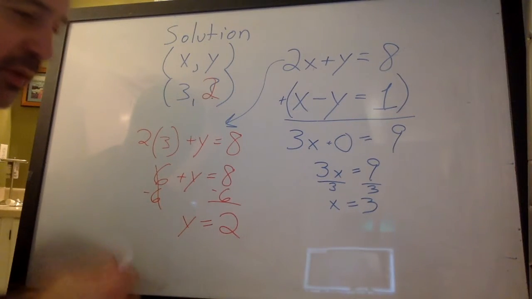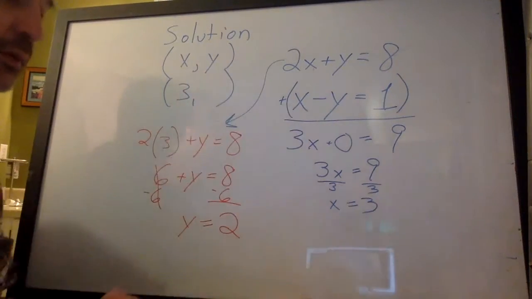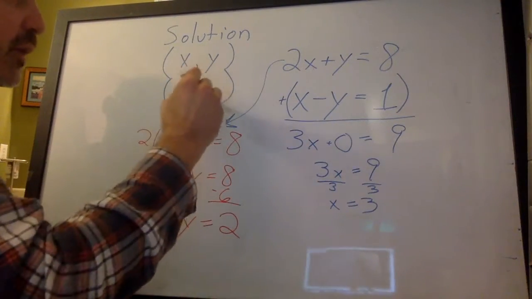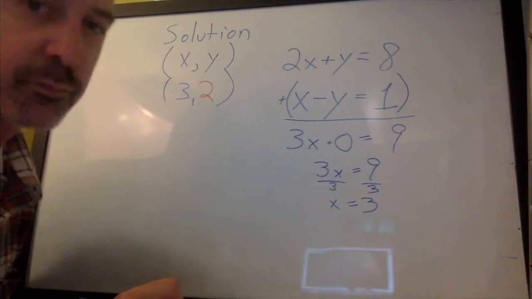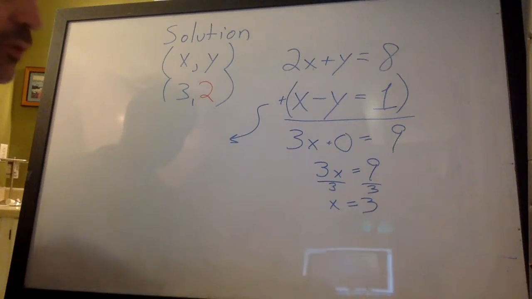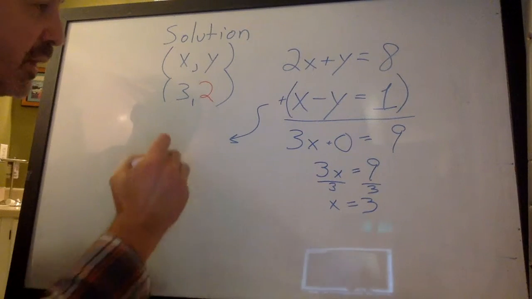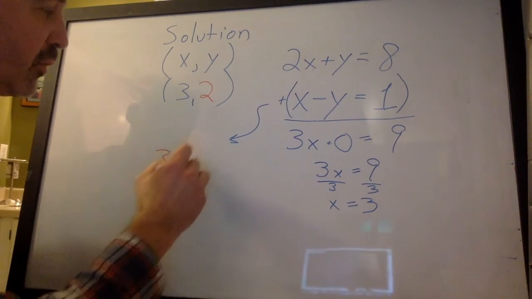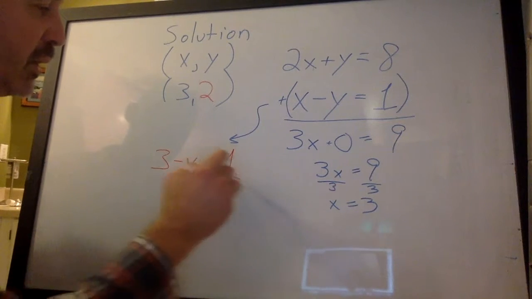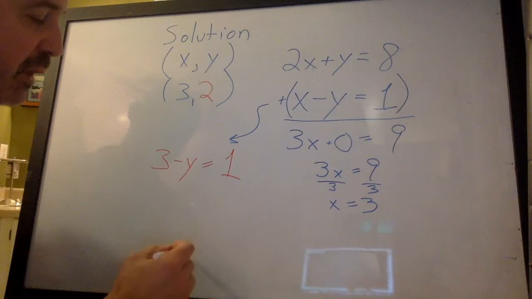But let me just double check by plugging it in to the other equation as well. So the second equation, x minus y equals 1. If I know that x is 3, then I should really write 3 minus y equals 1. And at this point I know 3 minus 2 is 1, so I'm pretty confident that y equals 2.